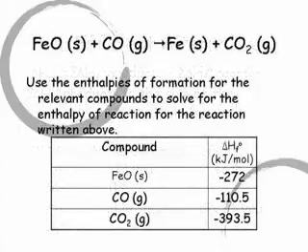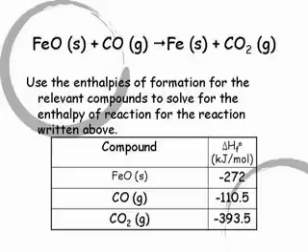Let's look at a reaction. Those of you who know Spanish will think this is quite an ugly reaction, but we have iron(II) oxide solid being reacted with carbon monoxide gas, and what that does is it liberates the iron and removes the oxygen from it so that the iron can be used. So we get elemental iron plus carbon dioxide gas. Now we're going to use the enthalpies of formation for the relevant compounds to solve for the enthalpy of reaction for the reaction as it's written above.